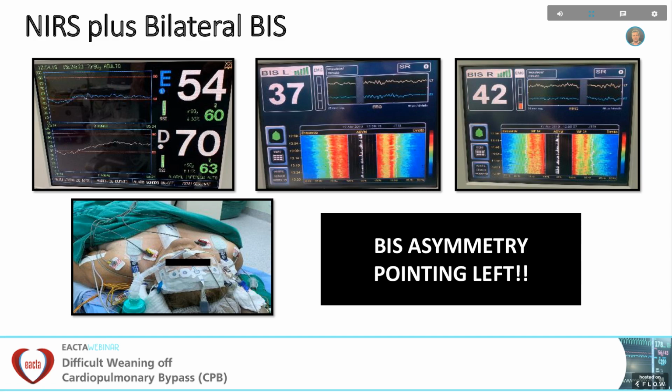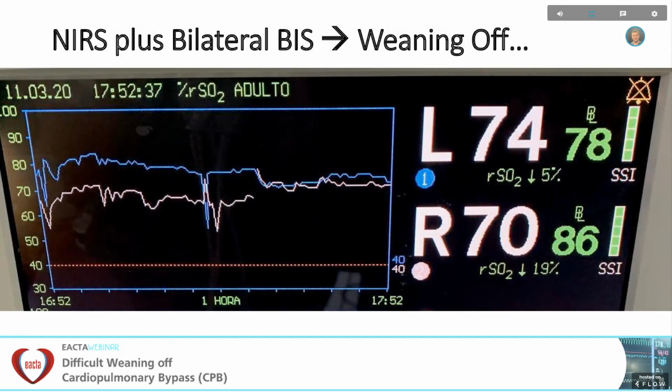In this case, we have a patient that has this low perfusion in the right hemisphere, and we correct this to ensure that the patient is returning to normal perfusion. And as in this example, in the weaning of CPB, we can realize that the patient has low cardiac output, and we correct the cardiac output based on the cerebral monitoring.